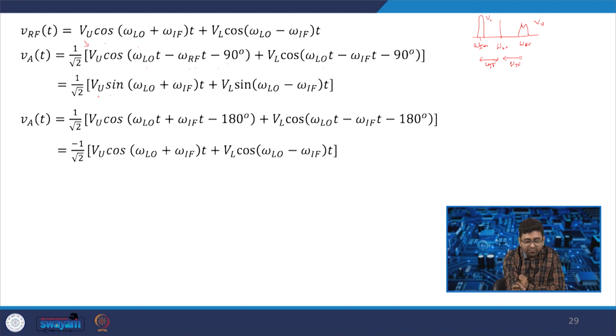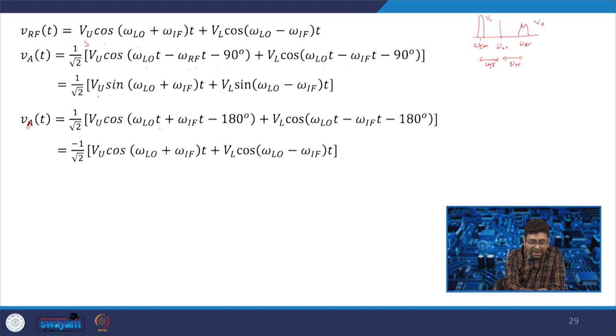Now, V_B at port B. At port B we can also write 1 by root 2 V upper sideband cos(omega LO plus omega IF minus 180), and V_L cos(omega LO t minus omega IF t minus 180).